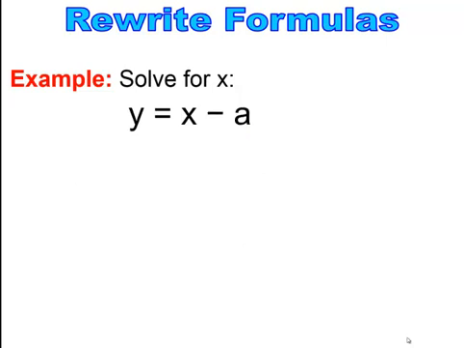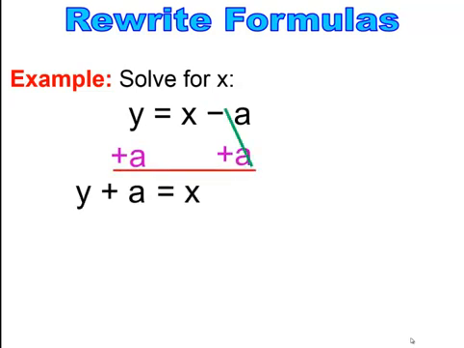This next example, we're solving for x. I have y equals x minus a, and I need to do the inverse of minus a, and the inverse would be plus. So I'm going to add a to both sides, and I'm going to get my formula for x. X will equal y plus a.